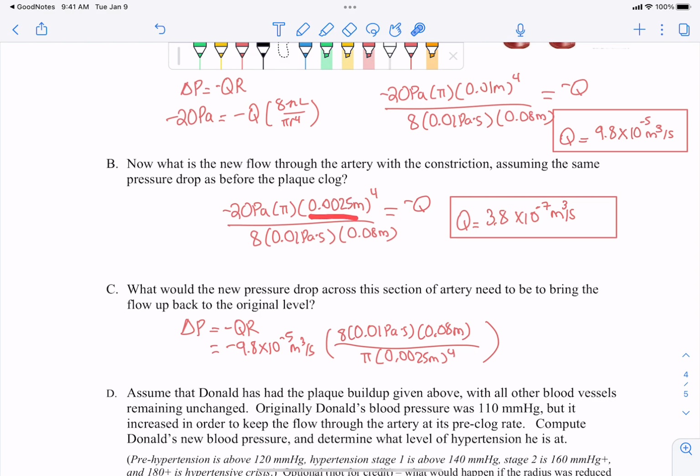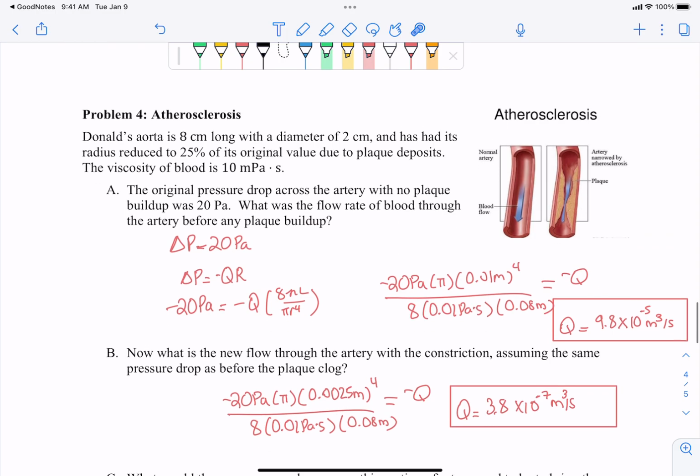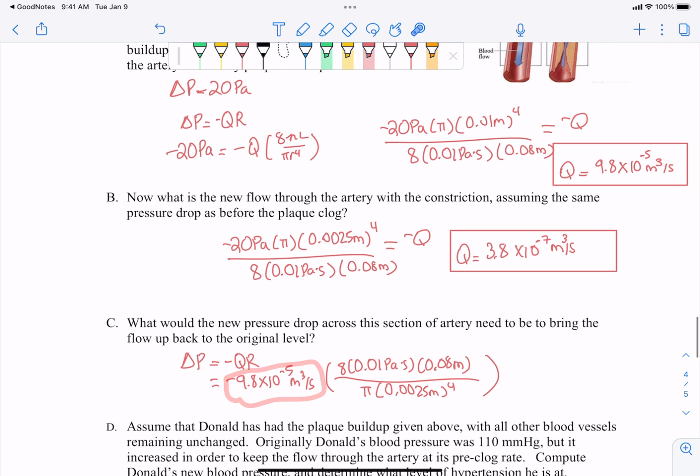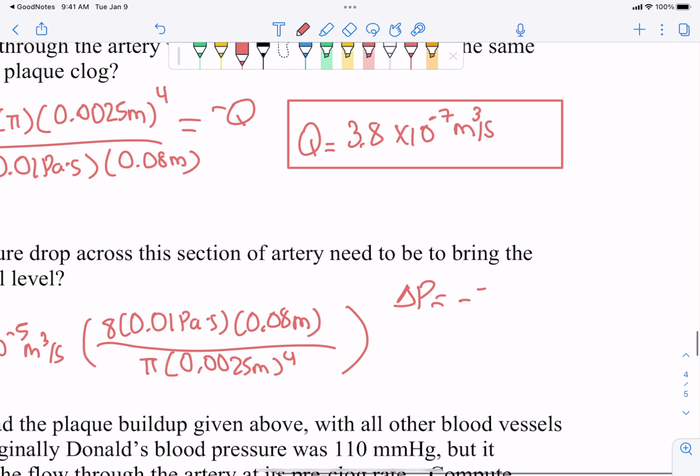The artery has a permanently reduced radius, from 0.01 meters to 0.0025 meters, so 25% of its original value. If I want to increase this flow, to make it go from 3.8 to 9.8, what kind of pressure drop should I have? That's basically what it's asking. And if you do that, you should calculate the pressure drop to be around negative 5,121.3 pascals. I think that's what I got.